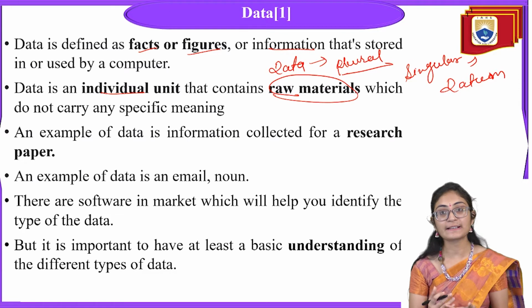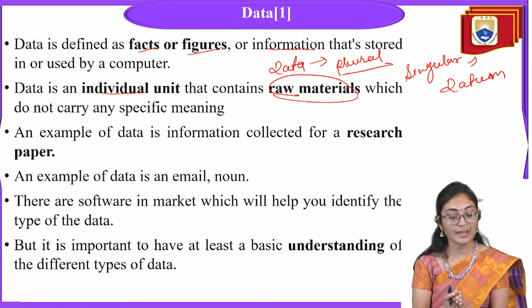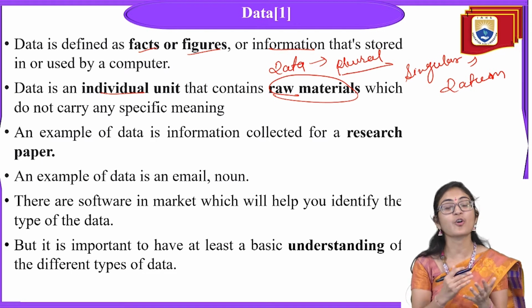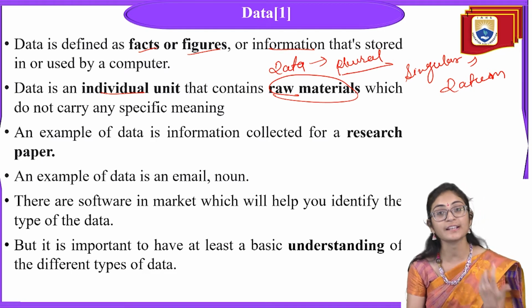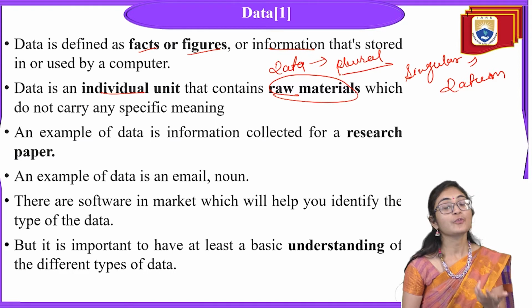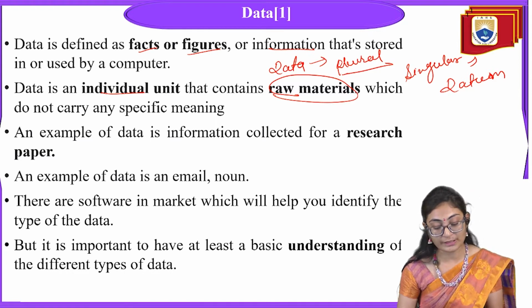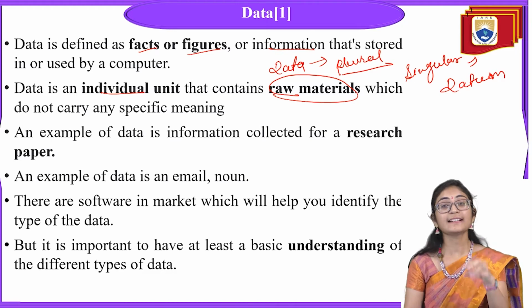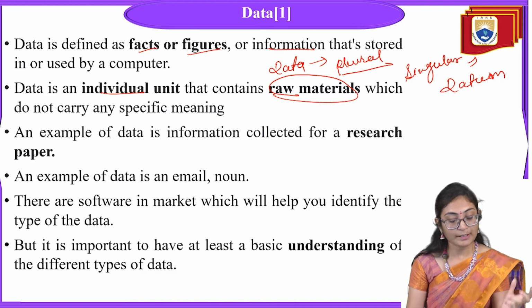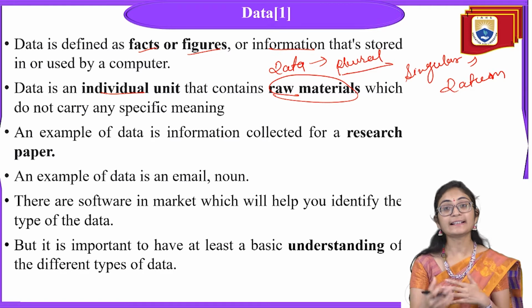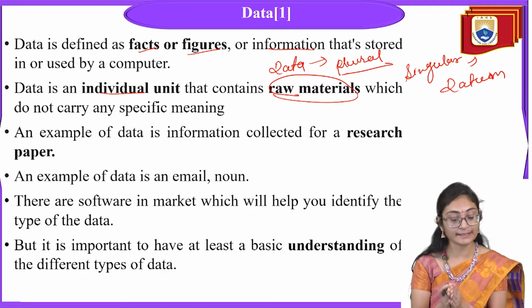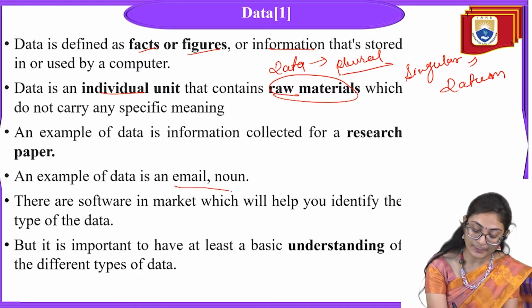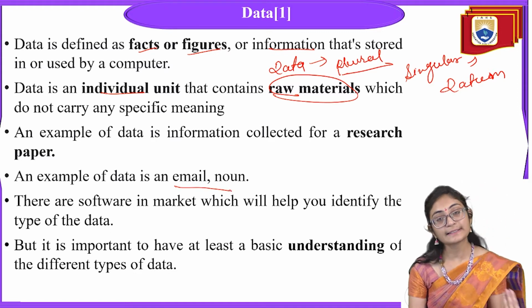For example, if we want to publish any research paper, we want to write any research paper, then obviously first we will collect the information. And after that we will find out relevant data for our paper. So we can say that collected information is data for our research paper. Then again we can say email, this is also data.